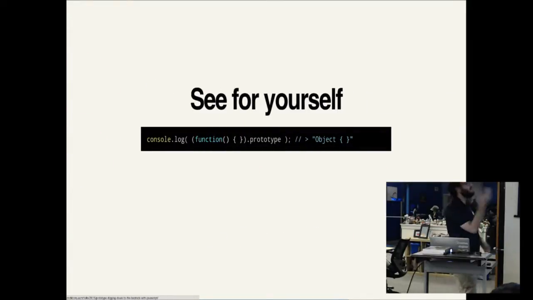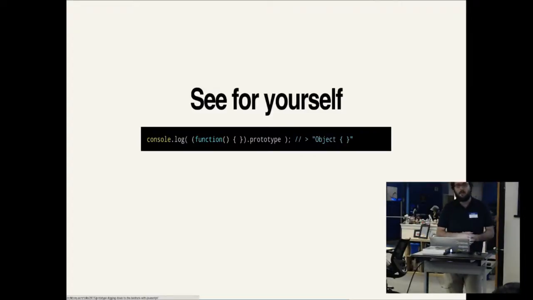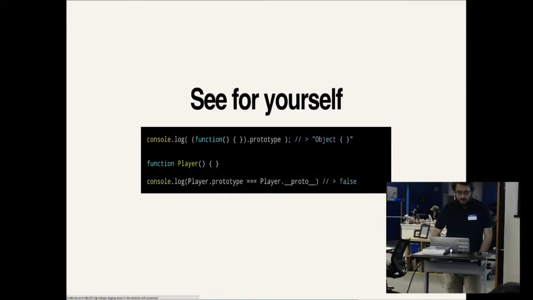You can see for yourself: if you make a brand new function and try to access its prototype, it will return an empty object. So it's there. When you make a new function, it will have this prototype object. And then if we make a player function and check whether its prototype is equal to the prototype object on the function, it will return false. They are different things.